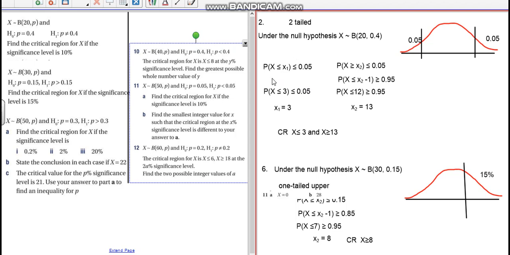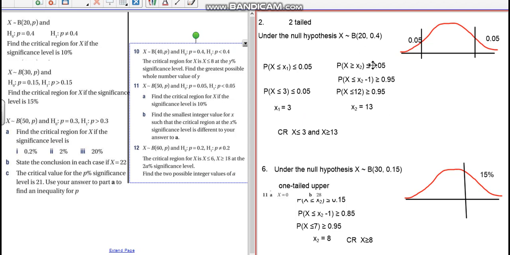So we're looking for a value such that being less than this value is 0.05, and being greater than this value is 0.05. This one's nice and easy. Put it in your calculator, and the first value that comes up is 3. That's less than 0.05, so your critical value is 3. So the first part of your critical region is that x is less than or equal to 3.